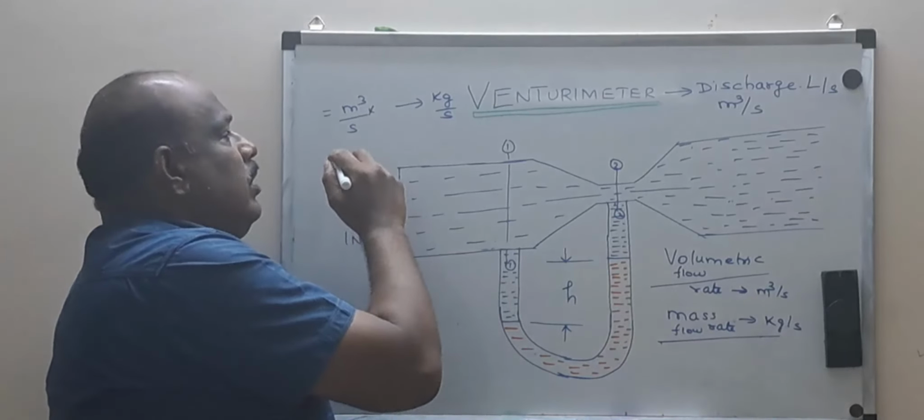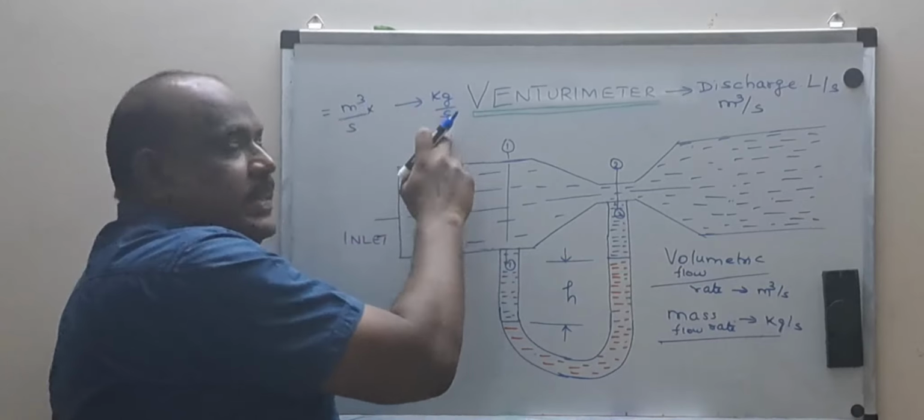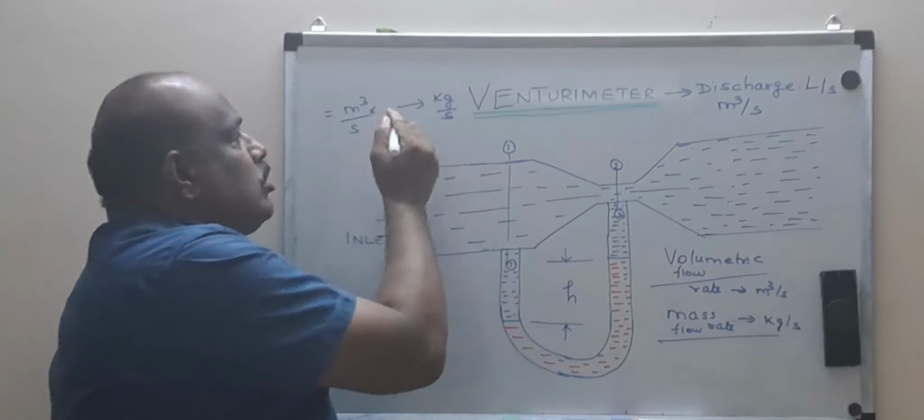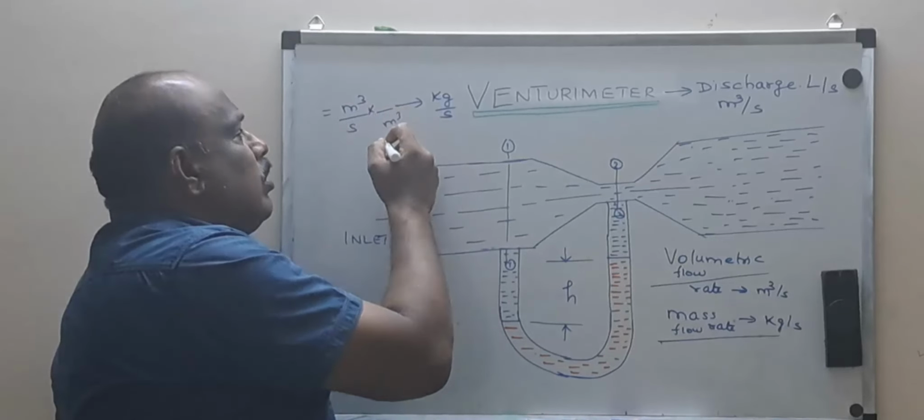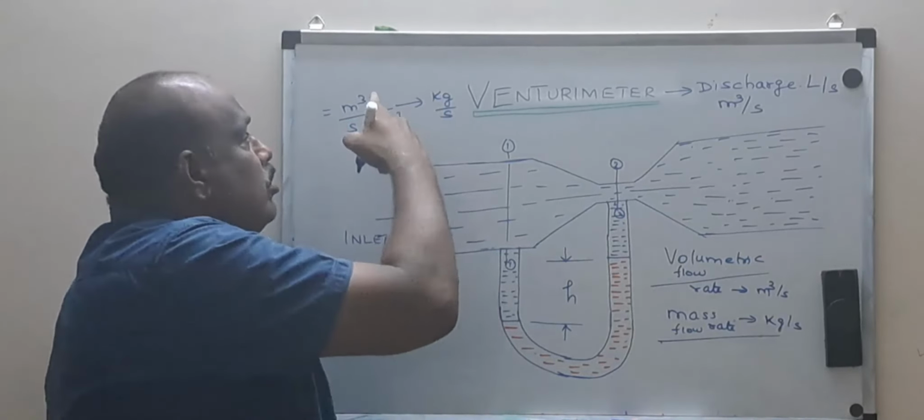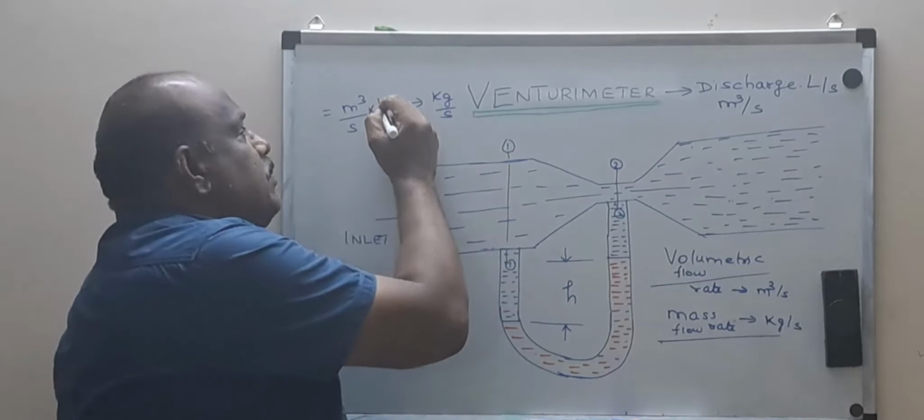Gravity? No, not gravity. I want the unit of kilogram per second. Now it's meter cube per second. Then what should be the denominator? 1 by meter cube. Yeah, meter cube. So meter cube goes away. We will get 1 by second only. But I should have kilogram. So what is kg per meter cube?